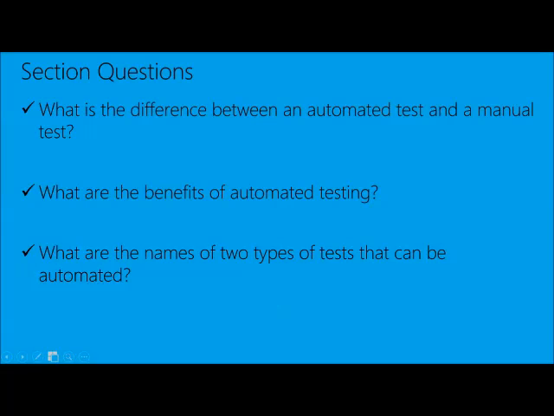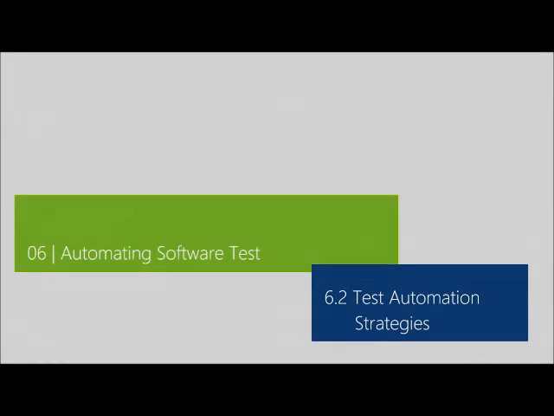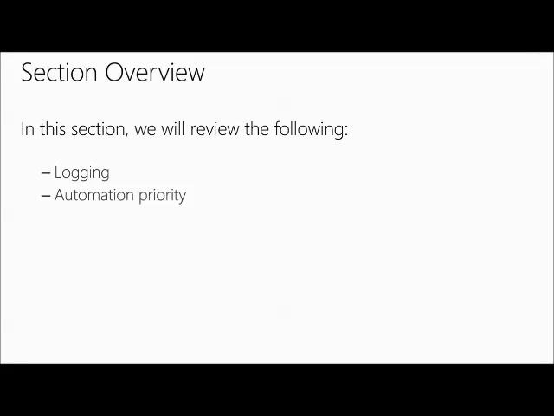Okay. And what are names of two types of tests that can be automated? So I'll give you three: unit test, a load test, and a UI test using coded UI. Awesome, great. So let's move on to 6.2, test automation strategies. Inside of this module, we will review logging and automation priority.